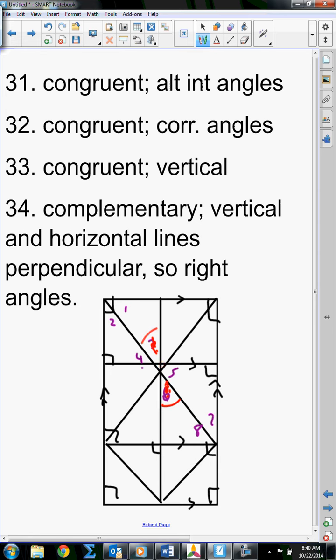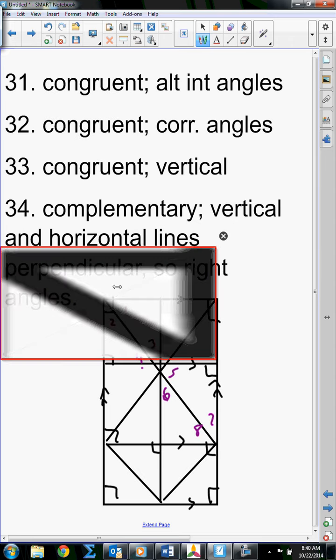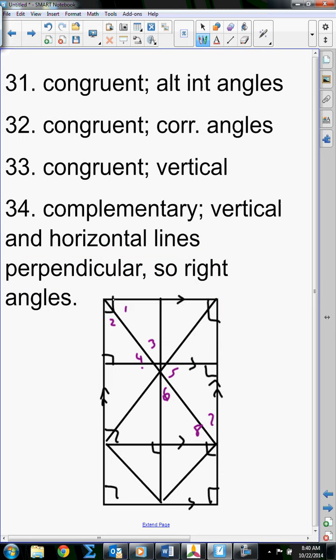Number 34 is angle 1 and angle 2. Here's 1 and angle 2. So this time I have a right angle box. I have a right angle box. And so that means that these angles add up to 90. And angles that add up to 90 we call complementary.